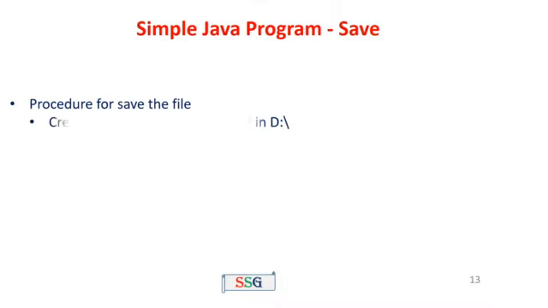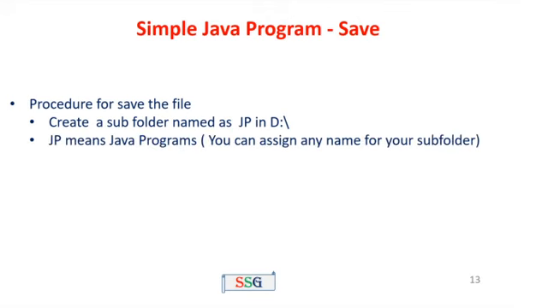The procedure for saving the file. First, create a subfolder named JP in D:. JP means Java program. You can assign any name for your subfolder, any folder name. I am using the D: drive. If you want to store the file in E:, you have to save the file in E:. You create the subfolder with any name of your choice.